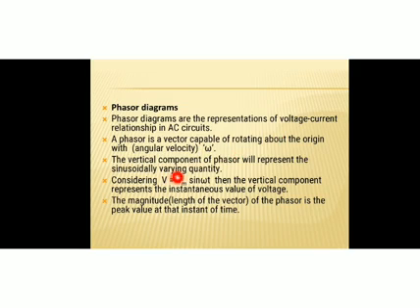Now, the vertical component of phasor will represent a sinusoidally varying quantity, that means the instantaneous value. The vertical component of phasor will represent the instantaneous value, and the length of the phasor will give you the magnitude or the peak value of that quantity. So the magnitude or the length of the vector or the phasor is the peak value of the quantity at that instant of time. We will discuss more about phasor, then all these concepts will be much more clear to you.